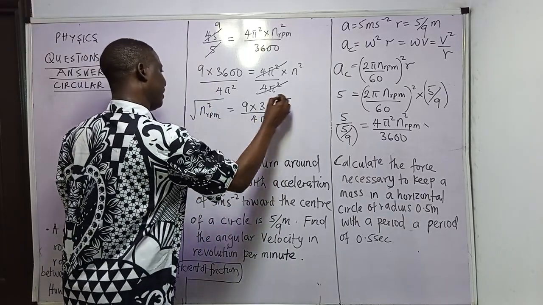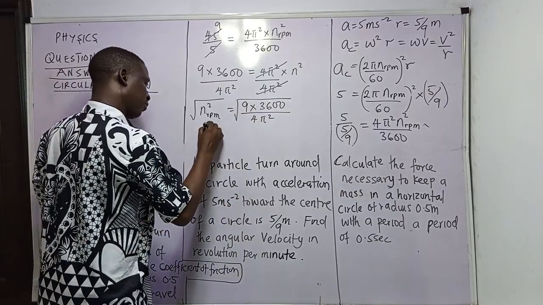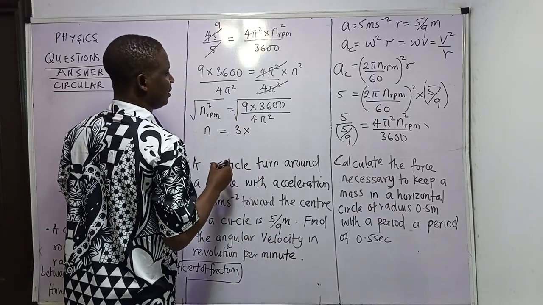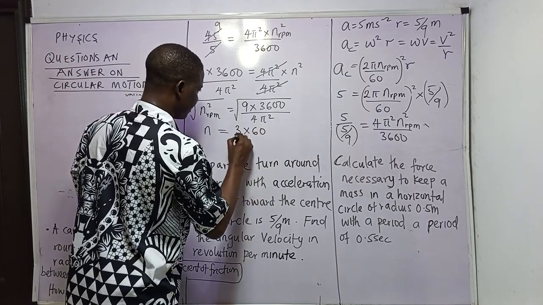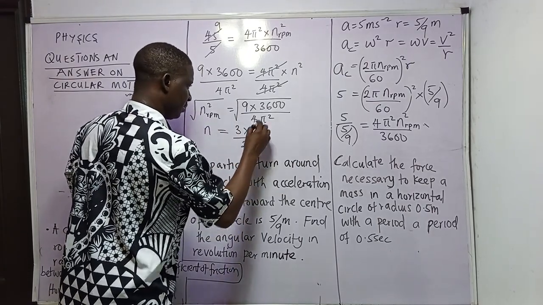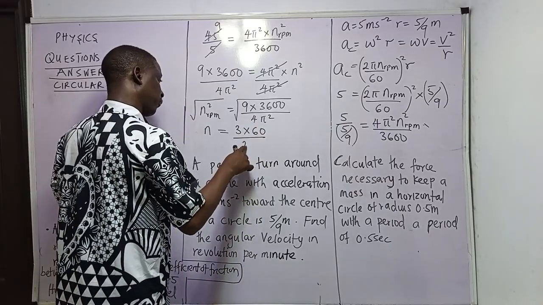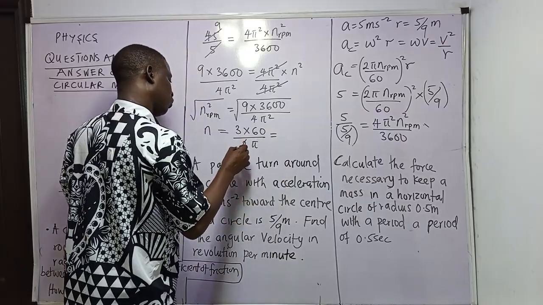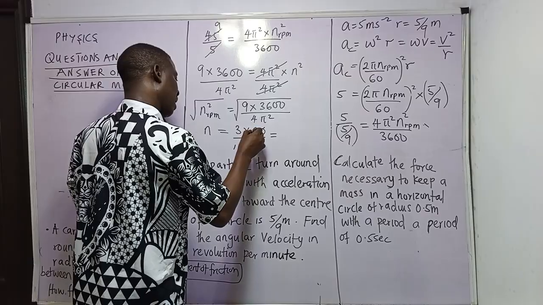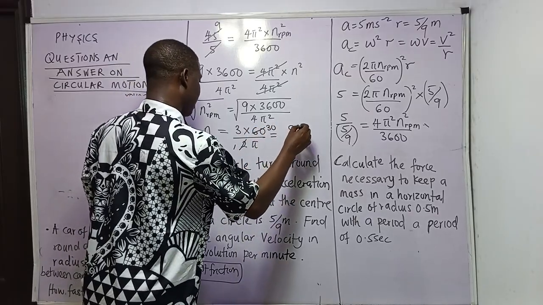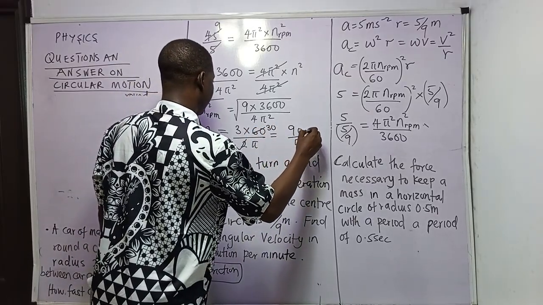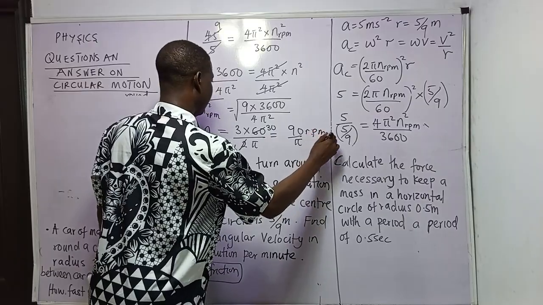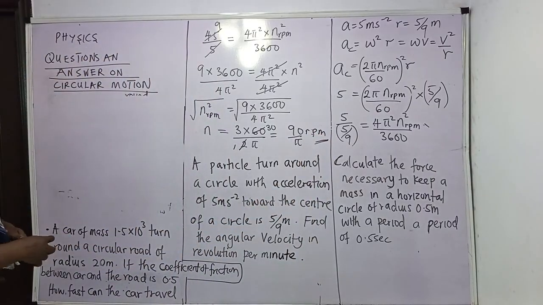Take the square root of both sides. n equals: square root of 9 is 3, square root of 3,600 is 60, divided by the square root of 4 which is 2, and the square root of pi square is pi. So I'm going to have 3 times 60 over 2, which is 90 over pi rev per minute. So that is what we have as our answer there.